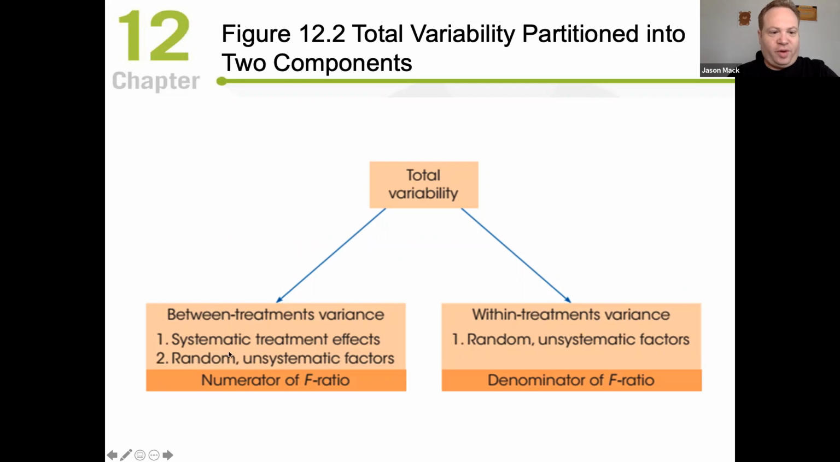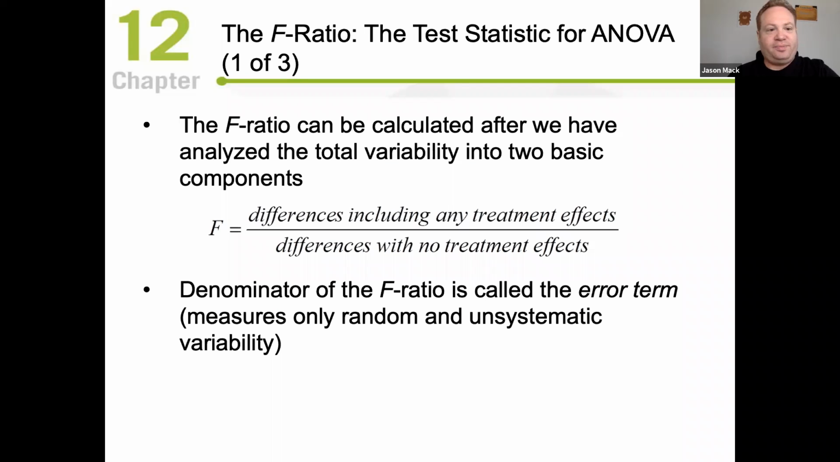So the total variability: between treatments variance comes from systematic treatment effects and random, unsystematic factors. This is the numerator of your F ratio. Your denominator is your within treatments variance, which is random, unsystematic factors. That is your denominator of the F ratio.